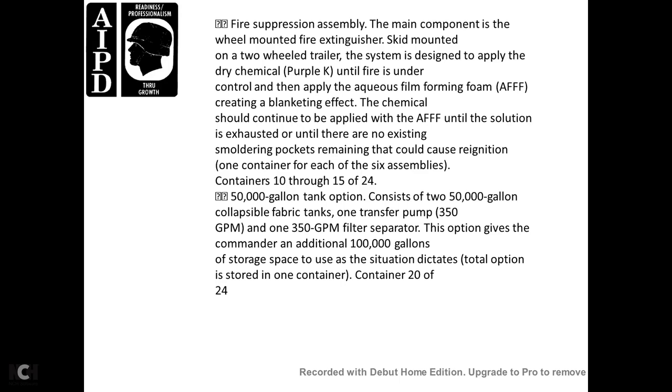One container for each of the 6 assembly containers, 10 through 15 of 24. The 50,000 gallon tank option consists of 2 50,000 gallon collapsible fabric tanks and 1 transfer pump, a 350 gallon per minute pump. This gives the commander the option of an additional 100,000 gallons of storage space to be used as the situation dictates. The total option is stored in 1 container, container 20 of 24.